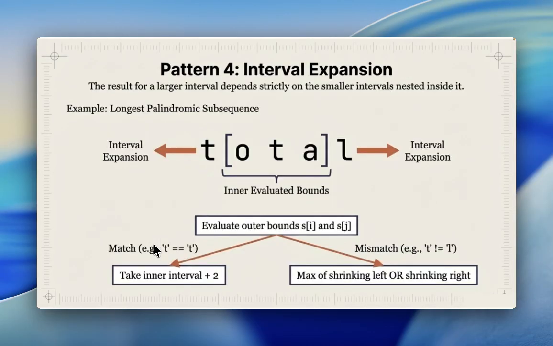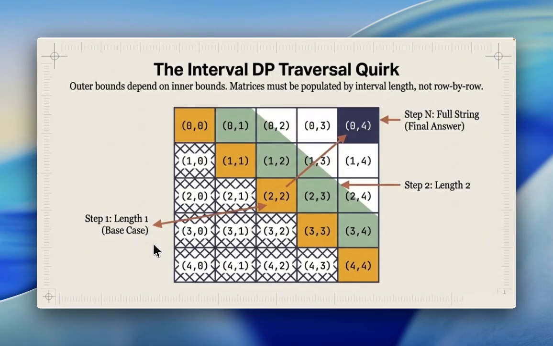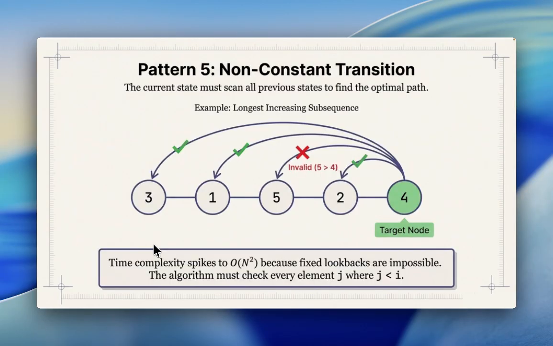Pattern 4, interval expansion. The result for a larger interval depends strictly on the smaller interval nested inside it. Example, longest palindromic subsequence. Inner intervals are evaluated first, then the outer bound. If s[i] and s[j] match, for example t equals t, take the inner interval plus 2. If mismatch, t is not equal to l, take the max of skipping left or skipping right. The interval dynamic programming takeaway: outer bounds depend on inner bounds. Matrices must be populated by interval length, not row by row. Step n, full string, final answer. Step 2, length 2. Step 1, length 1, base case.